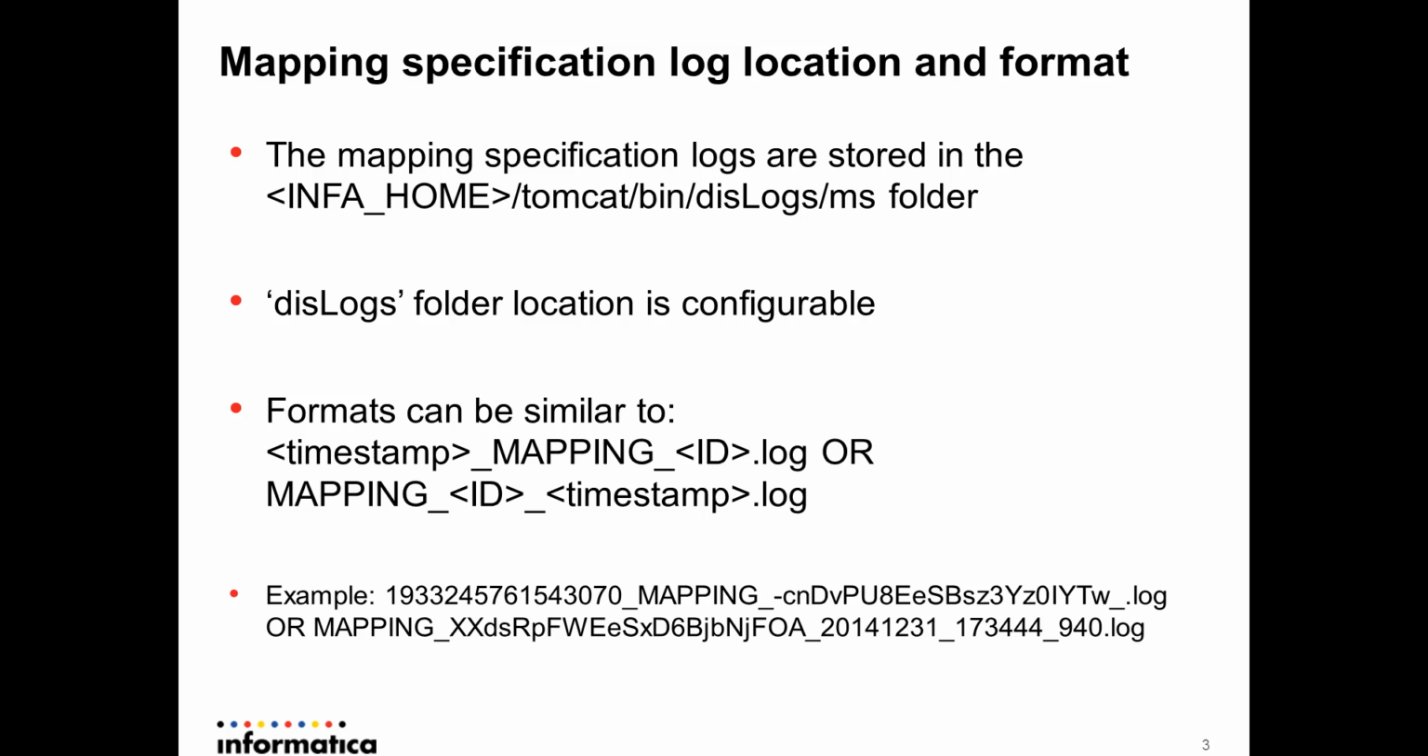The usual location for mapping specification logs is under Tomcat, bin, DIS logs, and ms folder. The DIS logs is a configurable option. You can set it to a custom location on the administration console at the data integration service level. The format usually followed by the mapping specification logs is timestamp followed by mapping followed by the ID that is generated by the data integration service. Or sometimes you can find the mapping specification logs with mapping followed by the ID generated by the data integration service, followed by the timestamp.